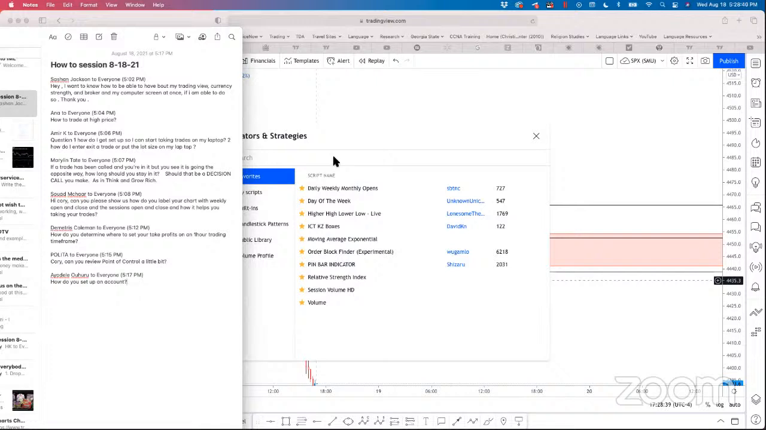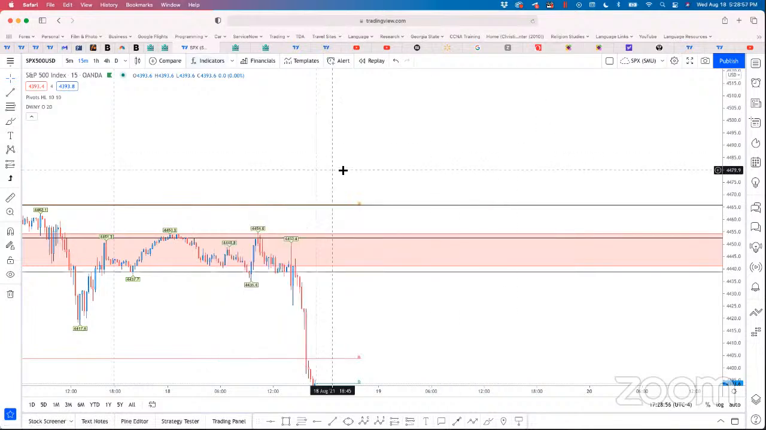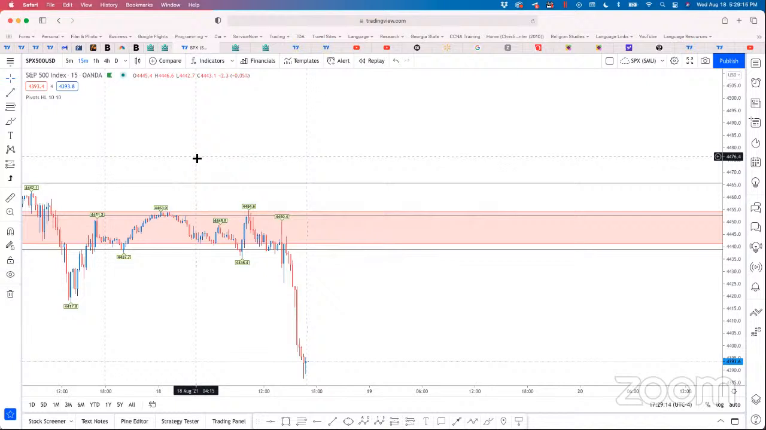And I used to draw it on there myself, but there is an indicator you can use that'll put them on there for you, which is this daily weekly openings by SBT and C. It'll just draw them on there for you, right? But if you don't have them, which I would suggest you kind of get used to doing it yourself at first, so that way you can just understand what this price means and how you can use it.